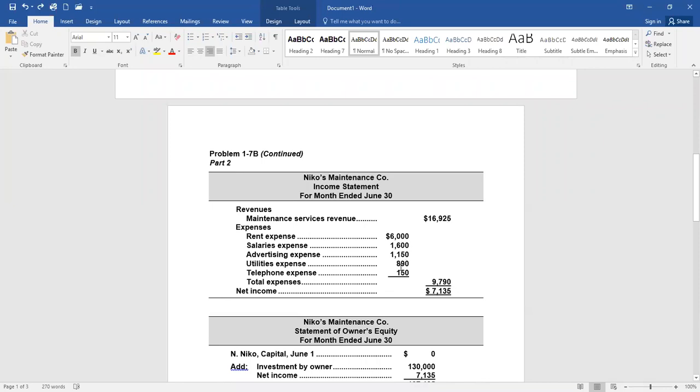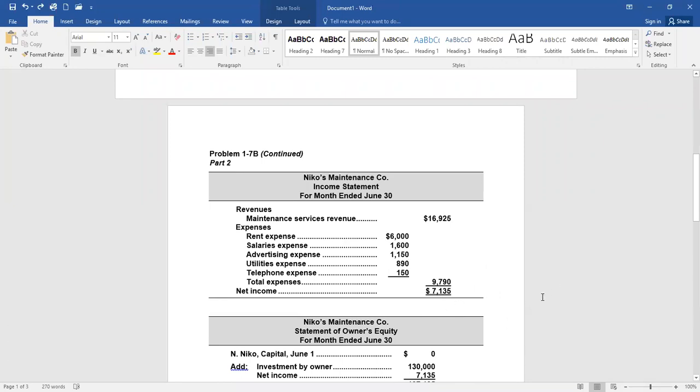Remember, you do not have to put brackets around expenses. If you did, it would look like you have a negative expense. Decision makers know that expenses decrease and revenues increase. So we automatically subtract the expenses from the total revenue. And if the result is positive, like it is here, $7,135, it's net income, double underline.